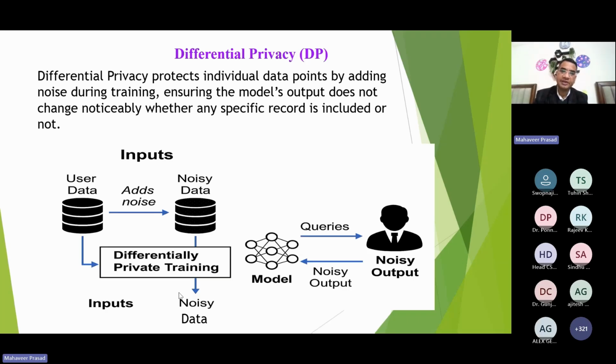Now we will train our model with this noisy data, and this noise is very little, so it will not impact our model. And if the attacker queries the model, he will get a noisy output. He will not get exactly the same output.